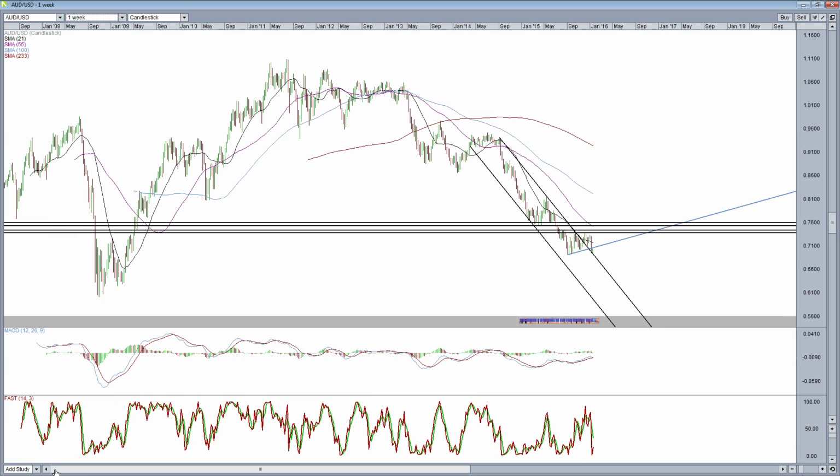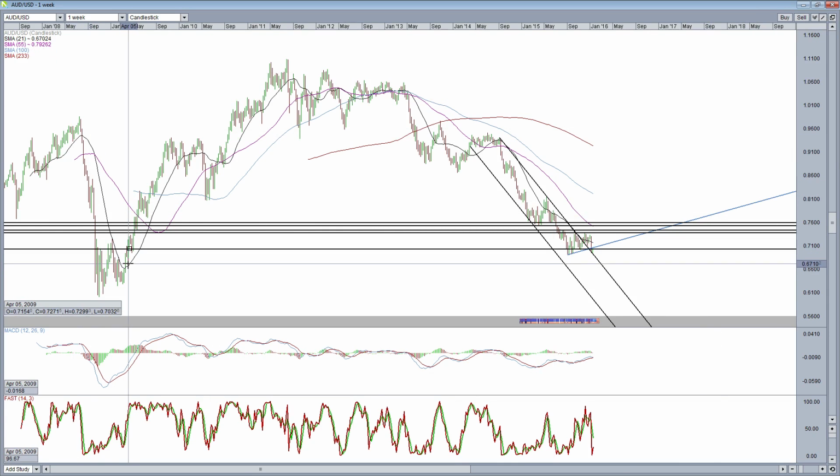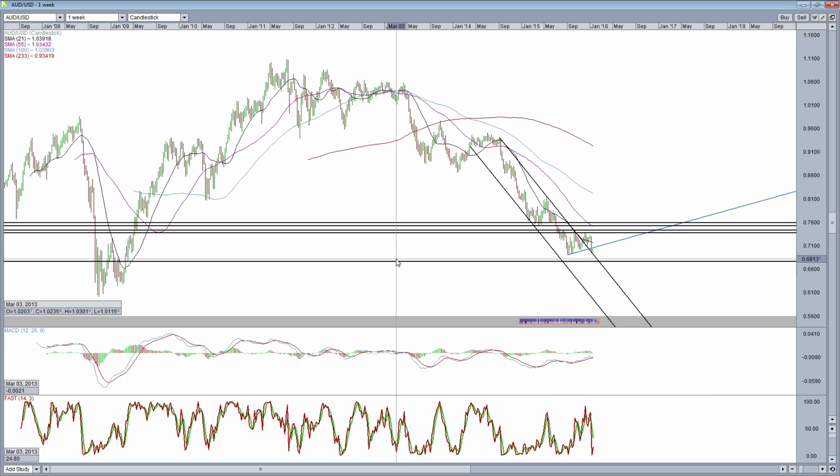I'm going to have to go back, I think, a few years to find the Aussie dollar trading below this level. We're currently trading at these lows, which of course coincides with the lows back in 2009. The next temporary, I wouldn't call this a major level of support necessarily, but the next notable level of support would be 67.50.